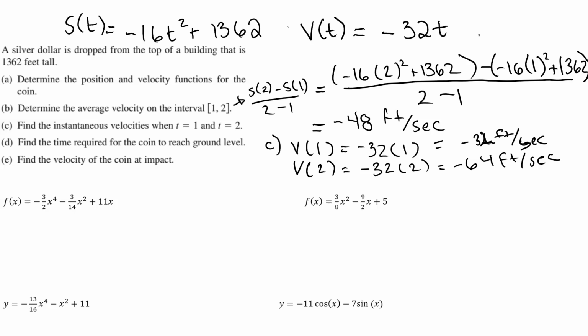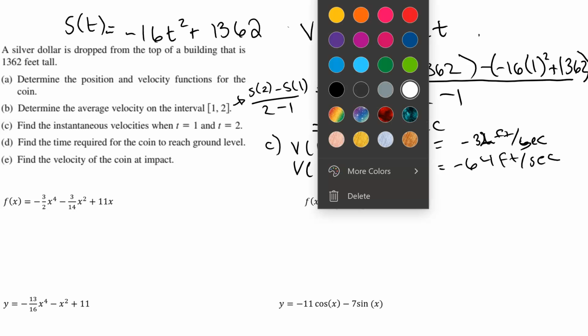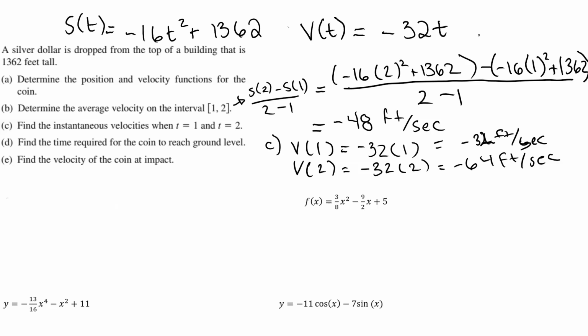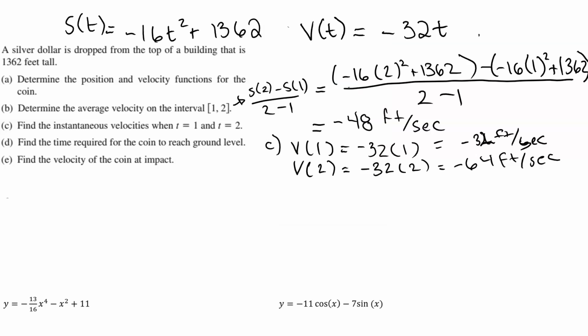All right, and then we're looking at part D. I'm just going to give myself some space here, temporarily get rid of these problems. We're looking for the time we hit the ground. So that's going to mean our position is going to be 0. So we just have to solve this equation for t.